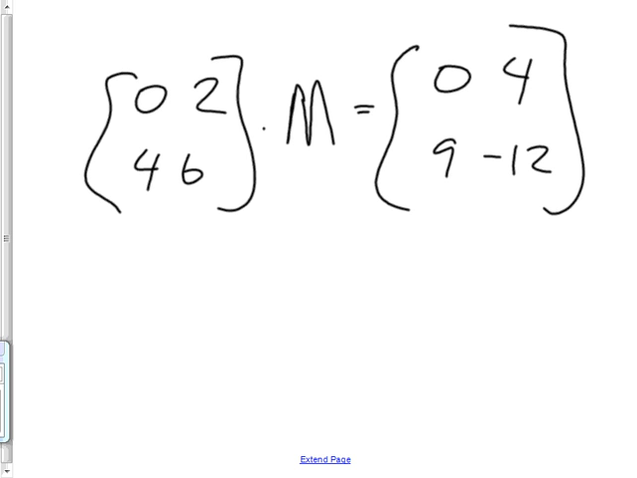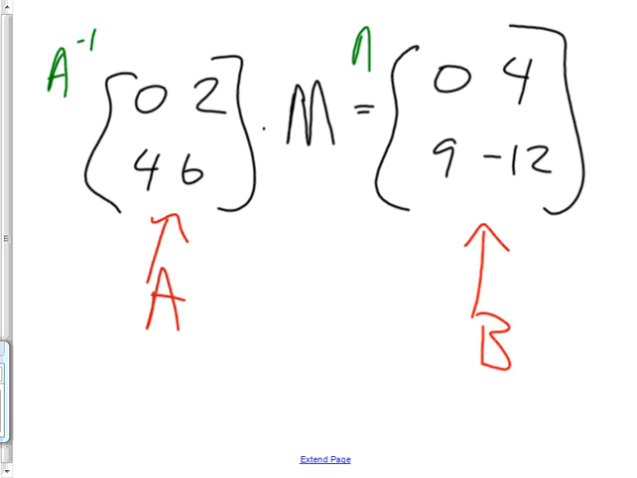Is there some matrix I could multiply it by that'll make that happen? Yes, there is. So, this we call matrix A. This we call matrix B. But we're solving for M. How do we get M alone? Multiply both sides by what? Inverse of A. So you'll go inverse A here and inverse A here.